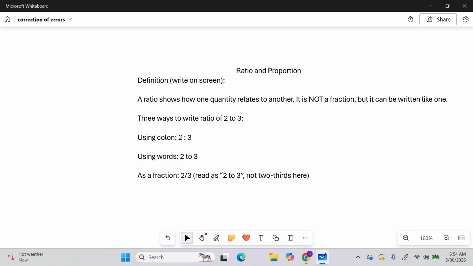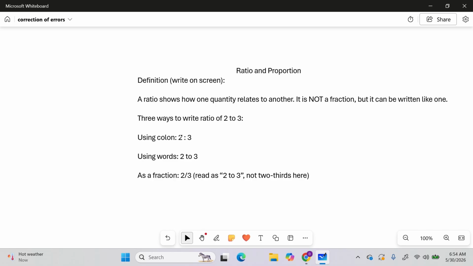Now, when we say ratio, it is comparison of numbers. When you are comparing numbers, that is ratio. So we use ratio to compare numbers. And also we use ratio to share numbers, to share a given amount of something, any item or money, anything.